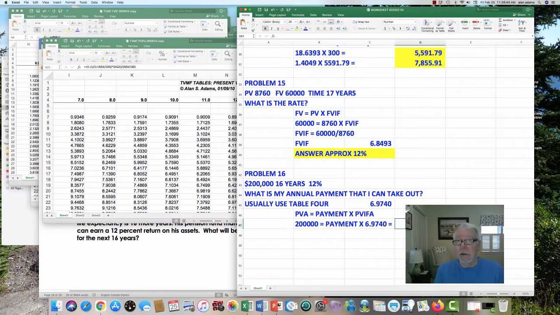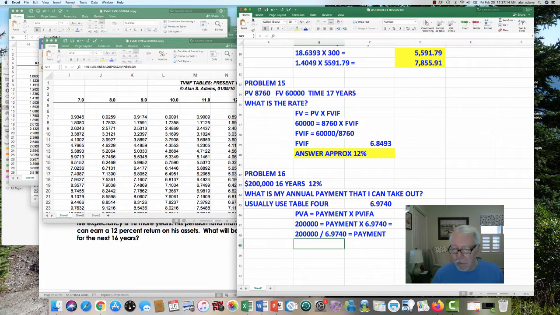It's not hard, is it? This is how you find your car loan payment, your mortgage payment. In this case, Alexandra's payout. Very good. So what I do is I have to divide. I want to get all my like variables on the same side of that equal sign. So I divide both sides by 6.974. Let's do that. $200,000 divided by 6.9740 is going to give me the amount of my payment.